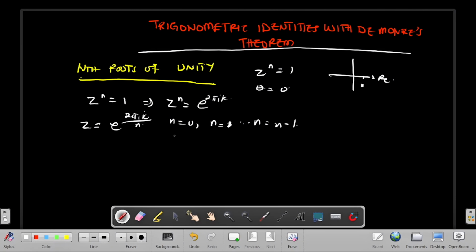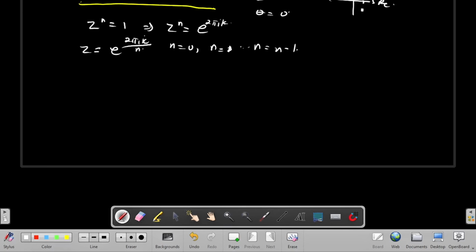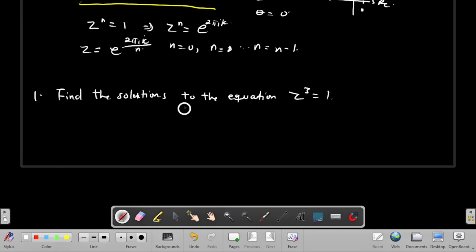Let me take a problem for you to understand or appreciate this nicely. So the problem says that find the solutions to the equation z cube is equal to 1. To find the solutions to this equation z cube is equal to 1, what do we do? First of all, z cube is equal to 1. The next thing is to convert 1 to what? A complex polar representation. So z cubed then becomes e to the power 2 pi i k.